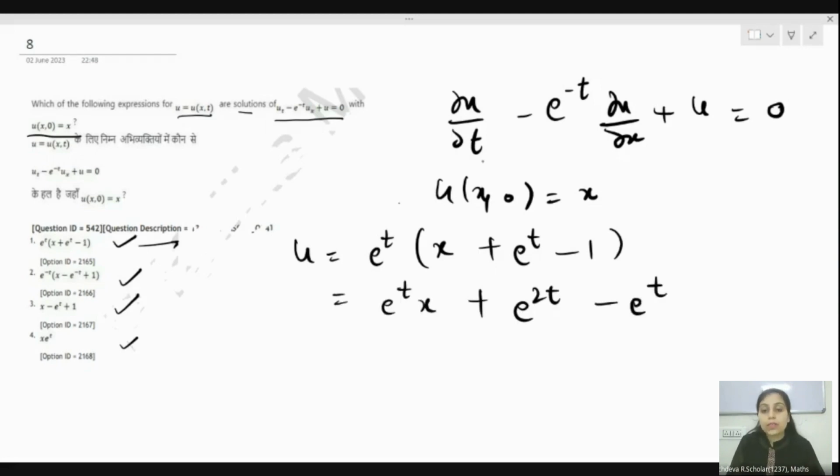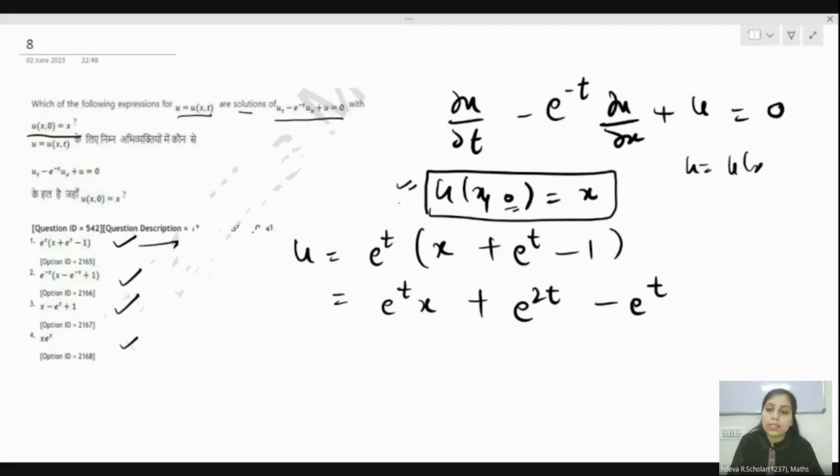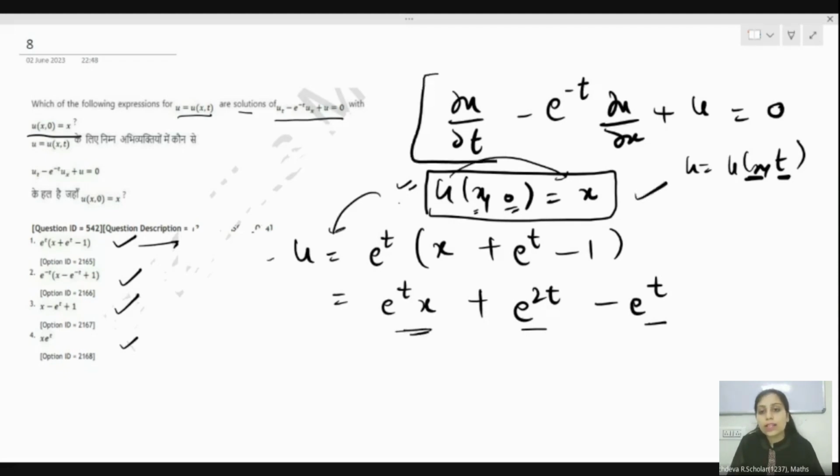Firstly, we will check whether this satisfies the initial condition which is given. Putting x is equal to x, t is equal to 0, because the solution is u(x,t), so the first value is for x and the second is for t. Do we get u is equal to x? Here we can see when t is equal to 0, this remains x, this remains 1, this is also 1. 1 and 1 cancel, we get only x. Yes, this satisfies the initial condition.